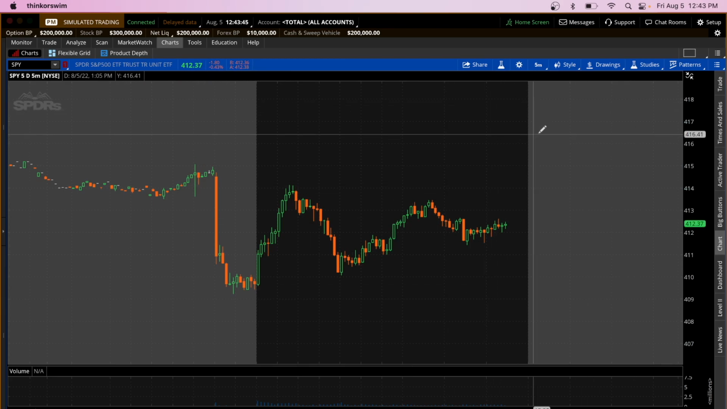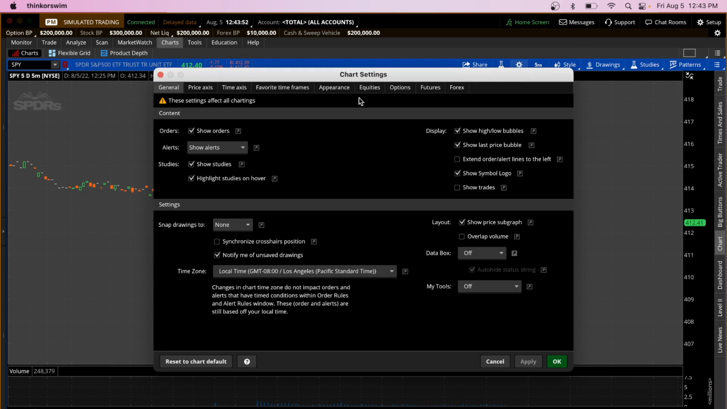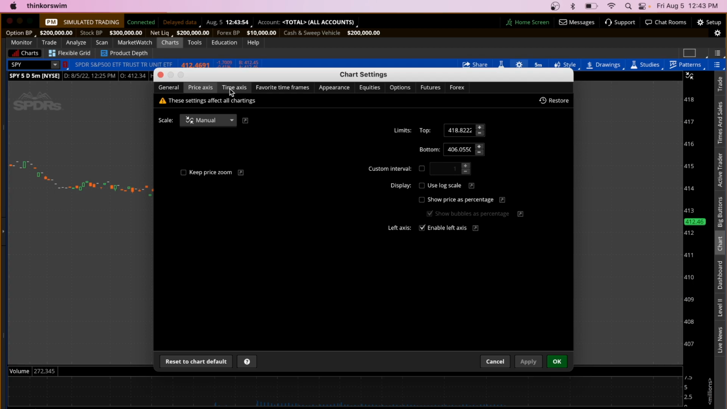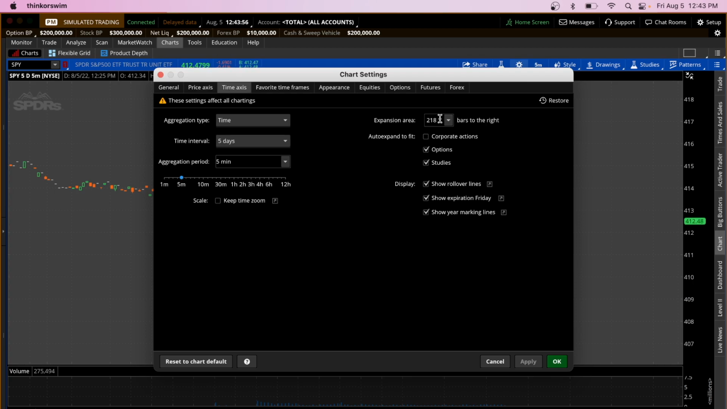Now, in terms of customizing your chart and figuring out how to use it all and what everything means, we're going to go over here to settings. Price axis, time axis, cool. Expansion area, this is pretty key. You don't want your chart going over your price levels, so let's give it a cool 50 bars, apply. You can't see it here, but I'll show you guys in a sec what it actually does.